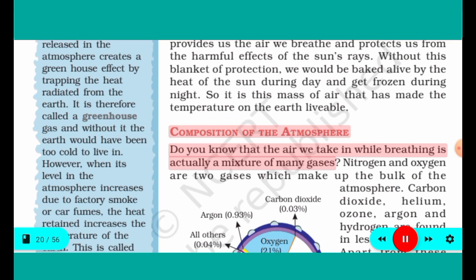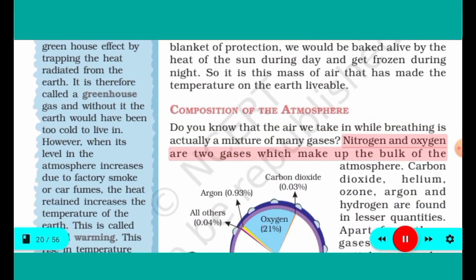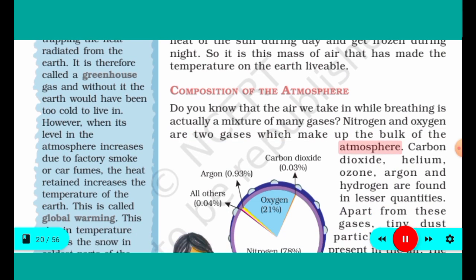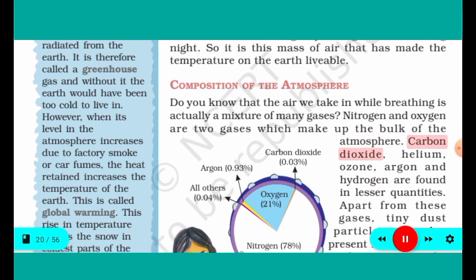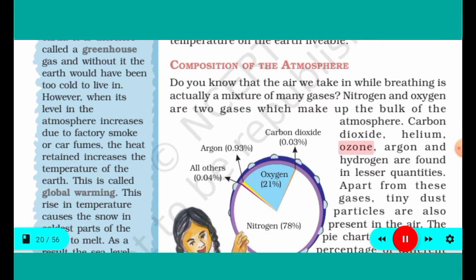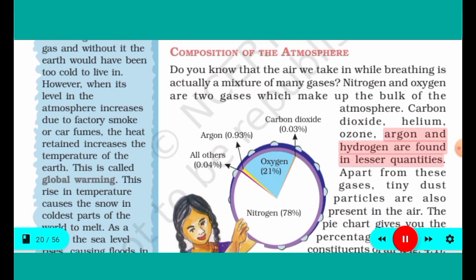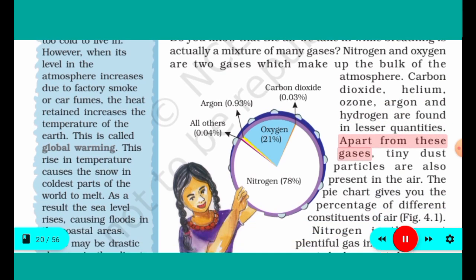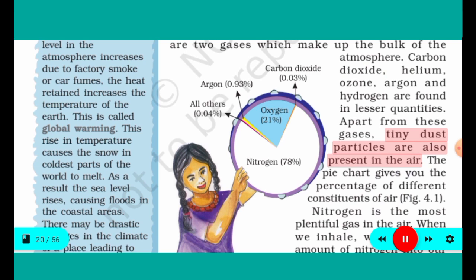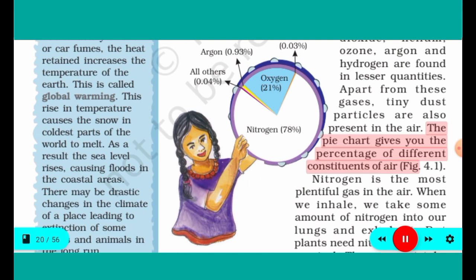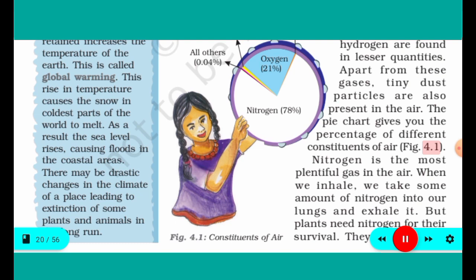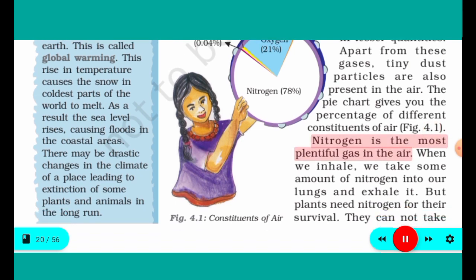Composition of the atmosphere. Do you know that the air we take in while breathing is actually a mixture of many gases? Nitrogen and oxygen are two gases which make up the bulk of the atmosphere. Carbon dioxide, helium, ozone, argon and hydrogen are found in lesser quantities. Apart from these gases, tiny dust particles are also present in the air. The pie chart gives you the percentage of different constituents of air. Fig. 4.1. Nitrogen is the most plentiful gas in the air.